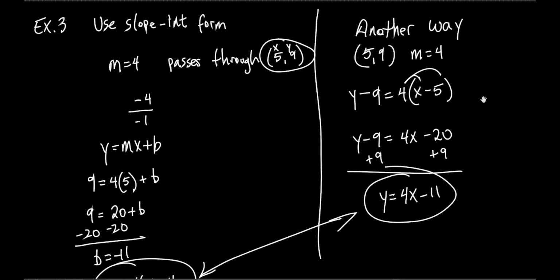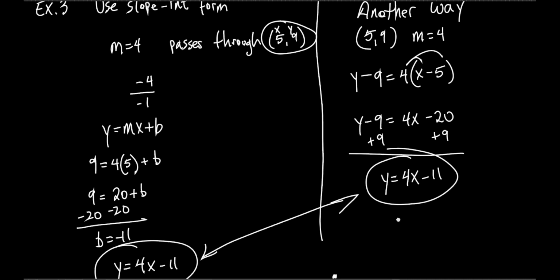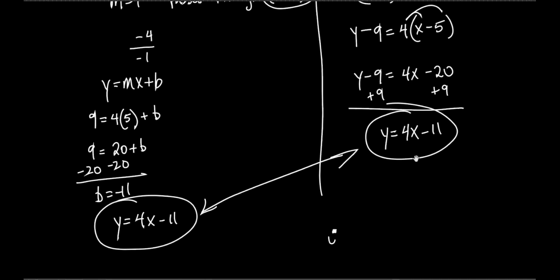This is just using the point slope form, and that's why we have the point slope form, is for situations like this. When they give you one point and one slope, then it makes it really simple to find the equation of the line. Make sense? Yeah, that's not too hard.